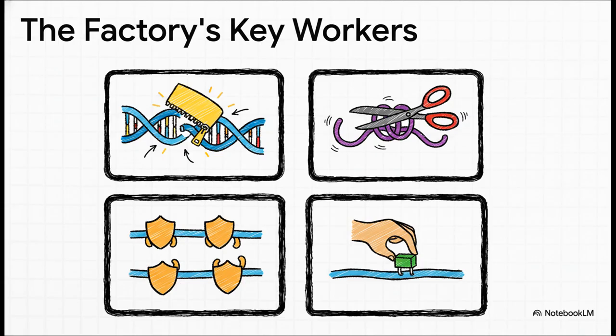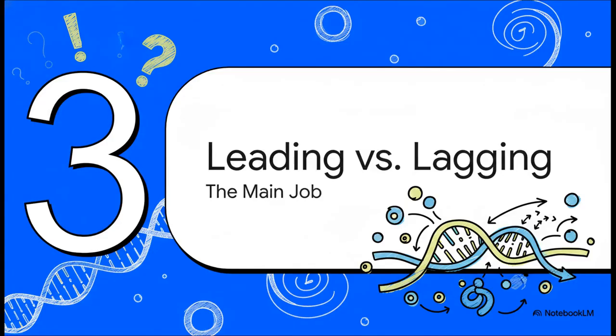Meanwhile, the newly exposed single strands are held apart by single-strand binding proteins. They're the safety crew, making sure the strands don't just snap back together. And finally, you have primase. This is the foreman who lays down a little RNA primer, which is the essential starting block for the real building process. Okay, listen up, because this next section is absolutely critical.